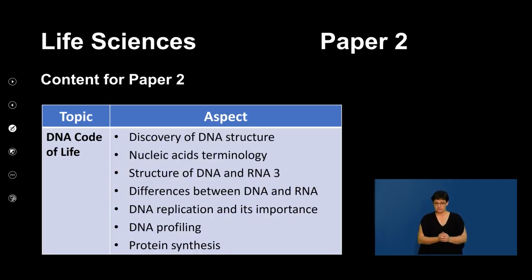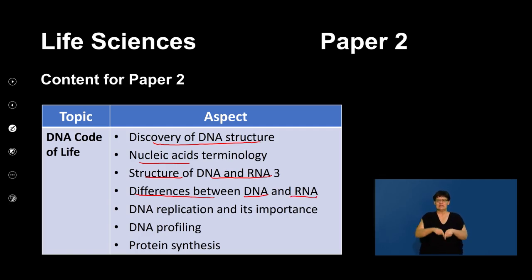Guys, just to overview each aspect in terms of the content required for each topic, I'm going to very quickly give you an overview of that so that you can do a quick checklist when you are preparing for this exam. So DNA, the code of life, consists of the following sub-aspects: you've got to know the structure of DNA, you've got to understand the terminology that we've used around nucleic acids, the structure of both DNA and RNA. We've got to know and tabulate the differences between the molecules DNA and RNA.